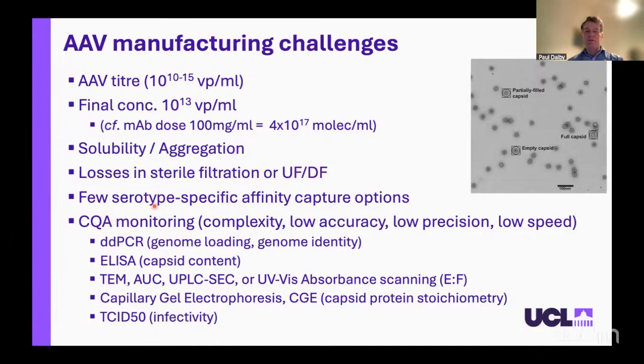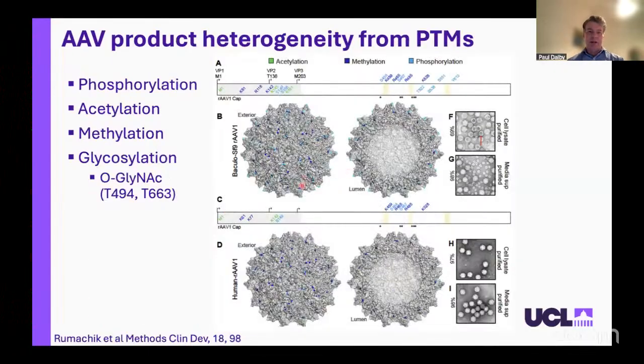There are lots of other manufacturing challenges associated with the analytics, which we're all very familiar with. It's very difficult to analyze all the complexities and heterogeneities of AAV, and there are many. We're all familiar with the different stoichiometries of the capsids, different genomic variants, the empty-full ratio and partial capsids, but there are actually lots of other things going on at the surface of capsids that may turn out to be important or may not: things like phosphorylation, acetylation, methylation, glycosylation.